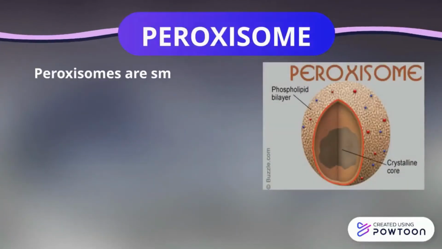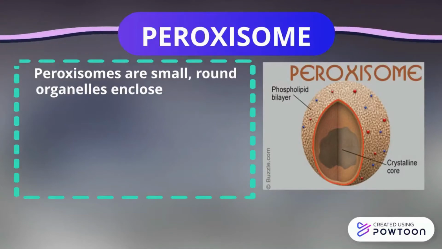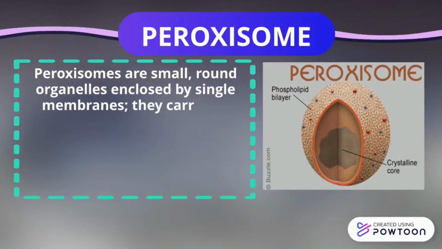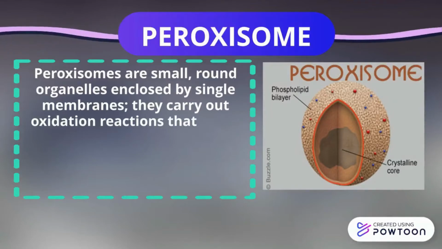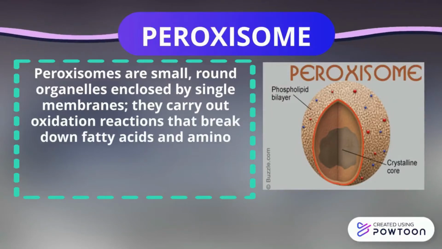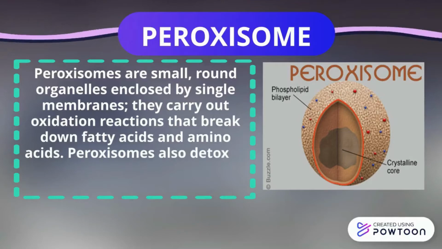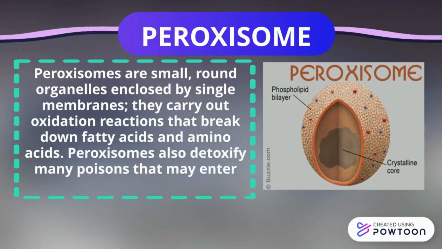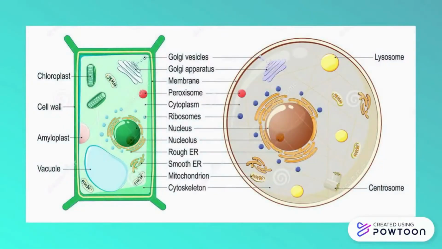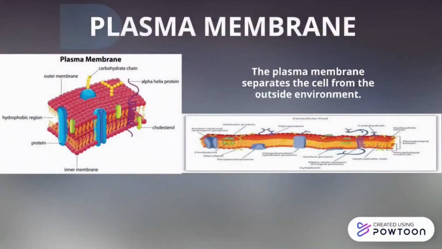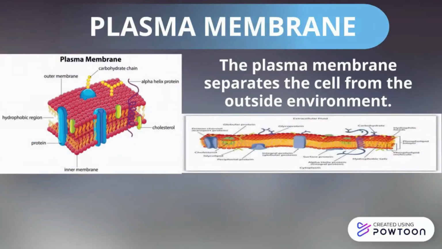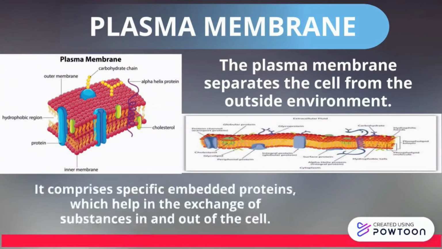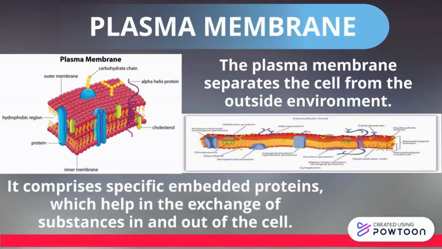Peroxisomes are small, round organelles enclosed by single membranes. They carry out oxidation reactions that break down fatty acids and amino acids. Peroxisomes also detoxify many poisons that may enter the body. The plasma membrane separates the cell from the outside environment. It comprises specific embedded proteins which help in the exchange of substances in and out of the cell.